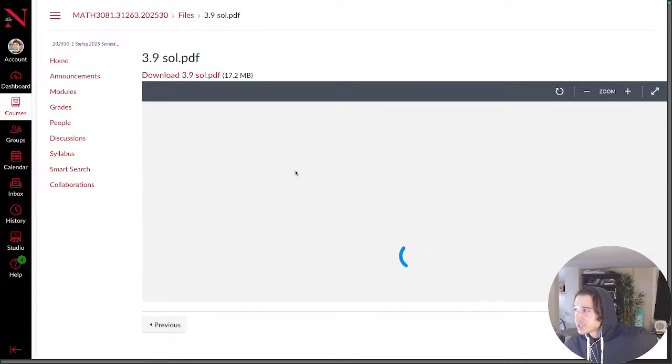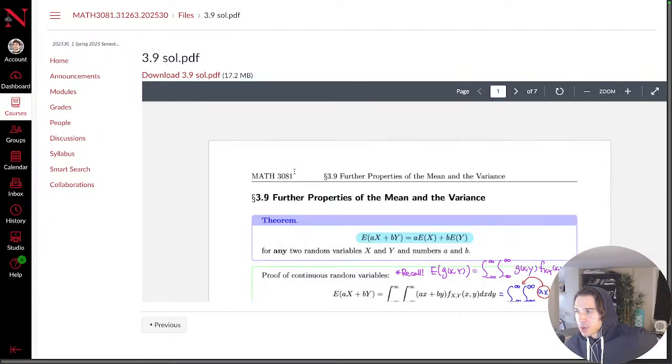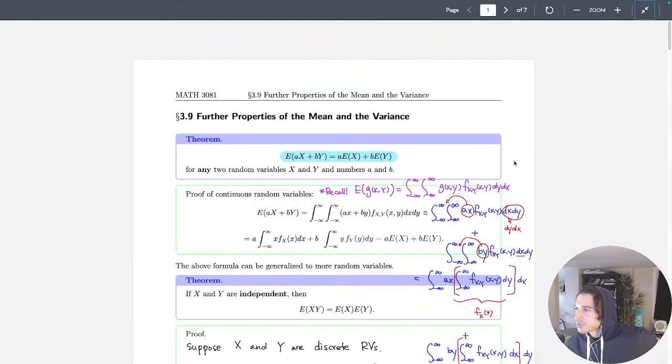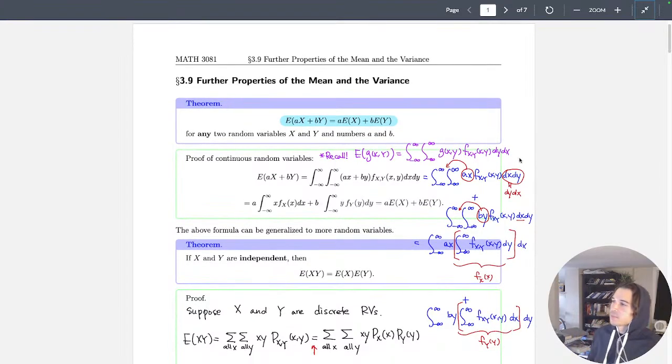Do I want to do section 3.9? No. Will I do section 3.9? Yes. 3.9, further properties of the mean and the variance.